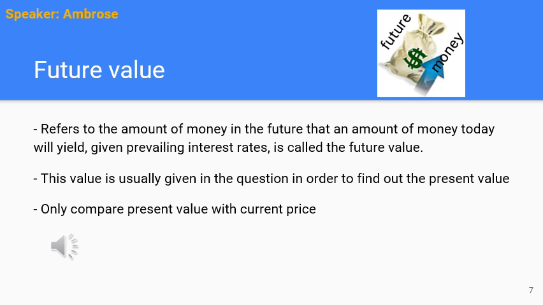So, let's talk about future value. What is future value? Future value refers to the amount of money in the future that an amount of money today will yield, given the prevailing interest rates. When we are given the future value, usually during a question, we will be calculating the present value using the future value. And remember that future value is not used to compare prices. We only compare the price with present value.